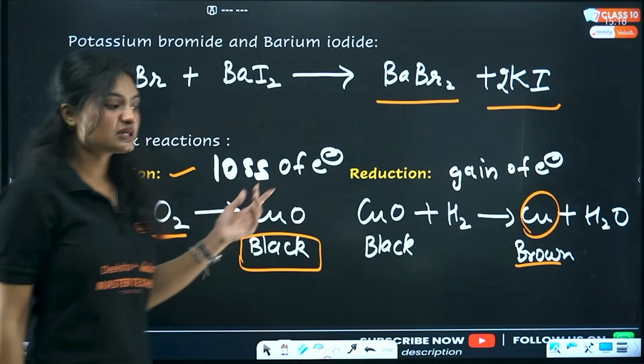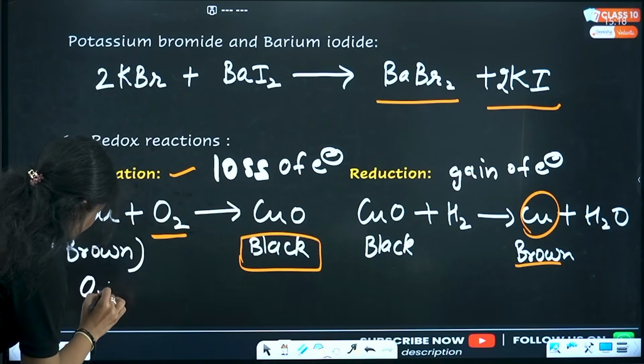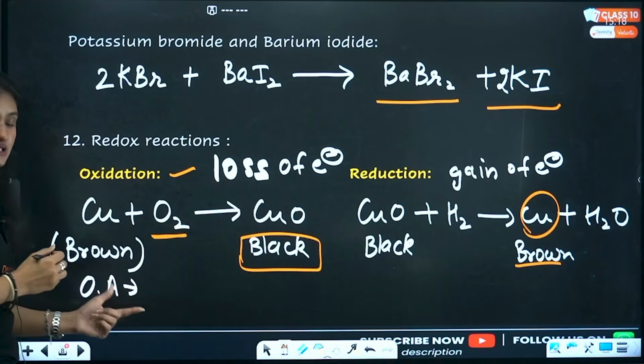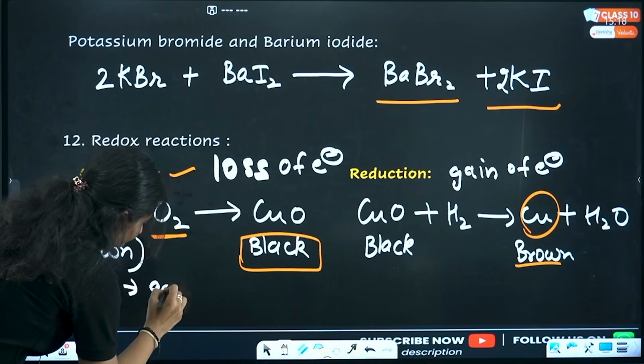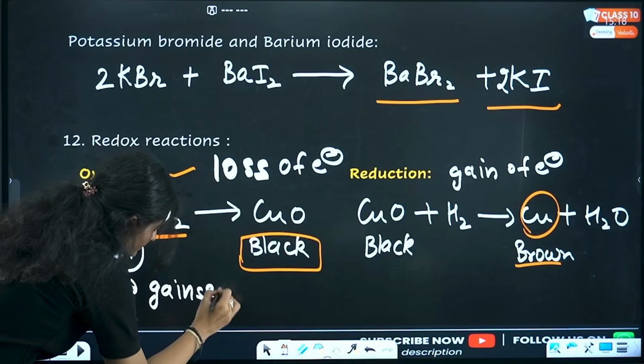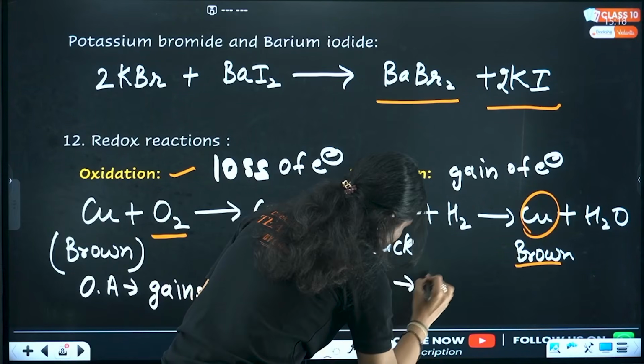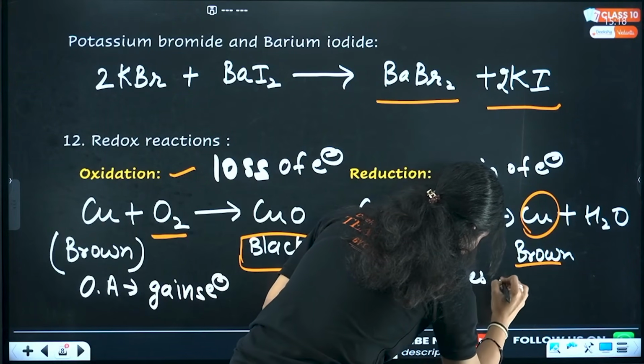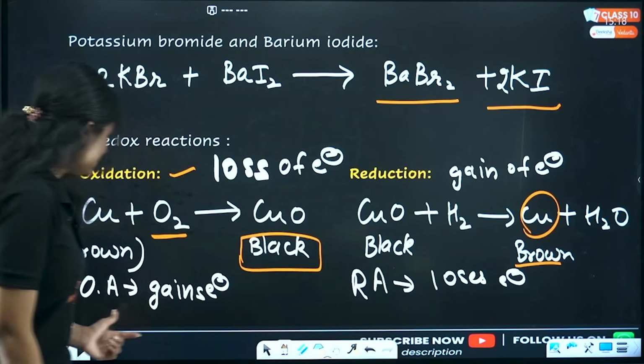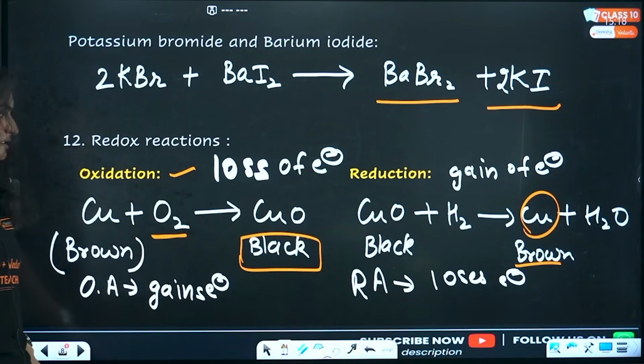One more thing, an oxidizing agent, I'll just add it here. An oxidizing agent, what it does, it gains electrons. An oxidizing agent gains electrons and a reducing agent loses electrons. Okay, just remember this. An oxidizing agent gains electrons and a reducing agent loses electrons.